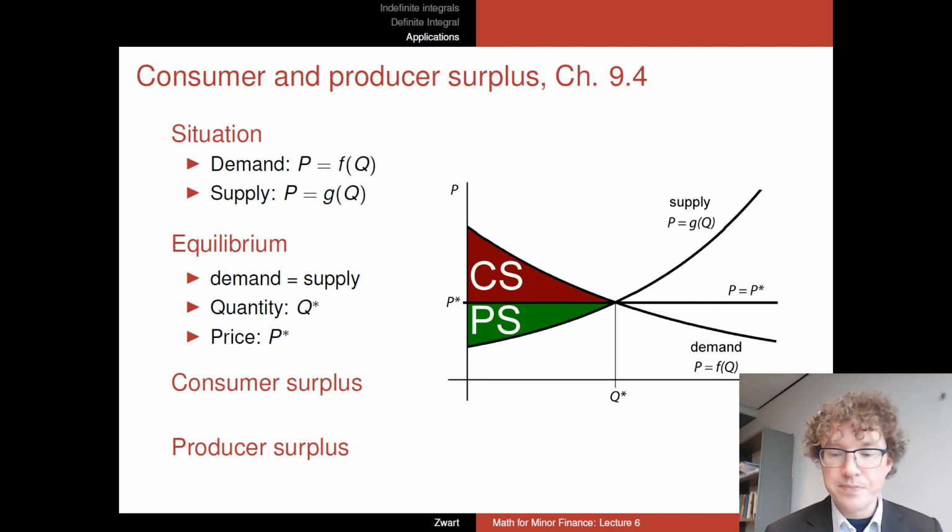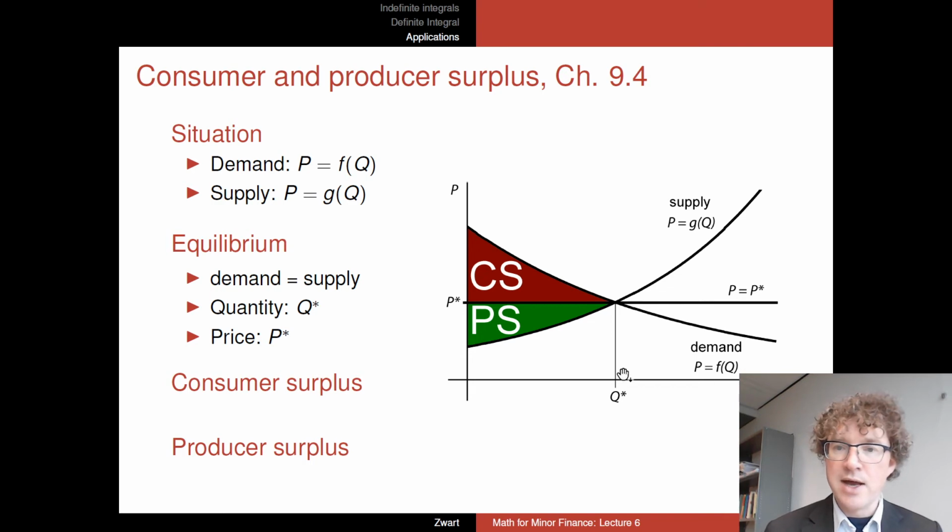That's probability distributions. The third application is a microeconomic example, about consumer and producer surplus. You see here the typical microeconomics graph of supply and demand. There is a downward sloping demand line, the black line, given by a function P equals F of Q, so it depends on Q. It's downward sloping because the more quantity there is, the lower the price will be.